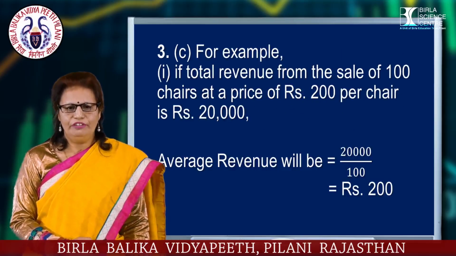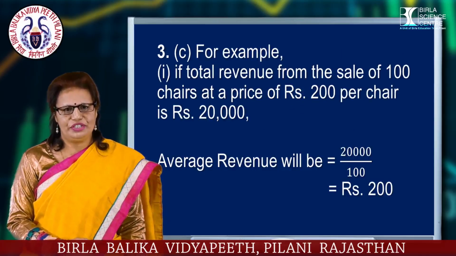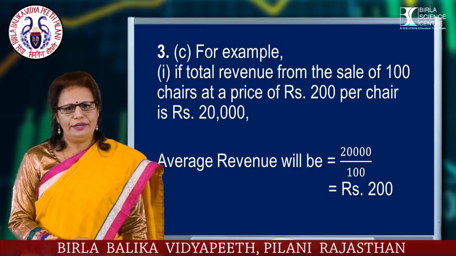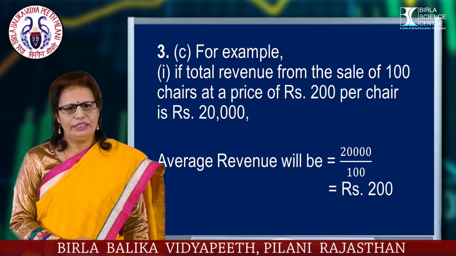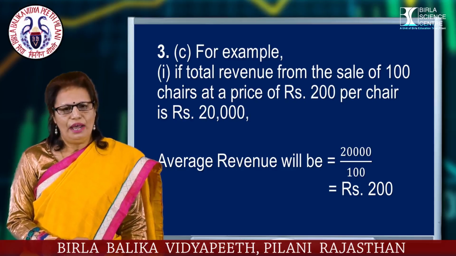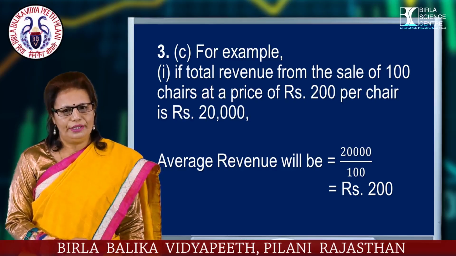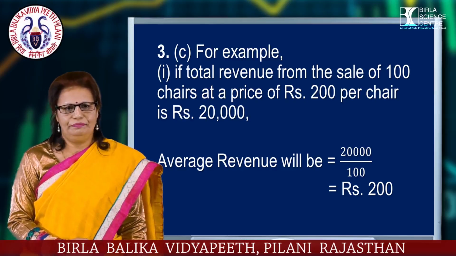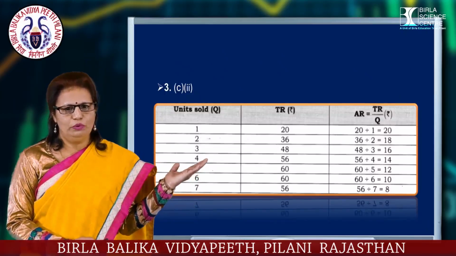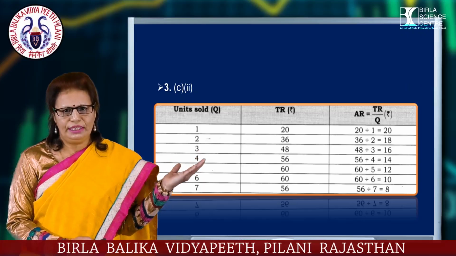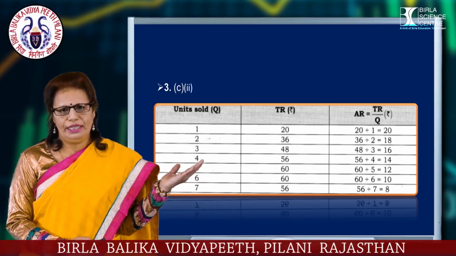For example, if total revenue from the sale of 100 chairs at a price of rupees 200 per chair is 20,000, then average revenue will be 20,000 upon 100, that is rupees 200. As you can see in the schedule, different units are given, TR is given and the calculation of AR is given.